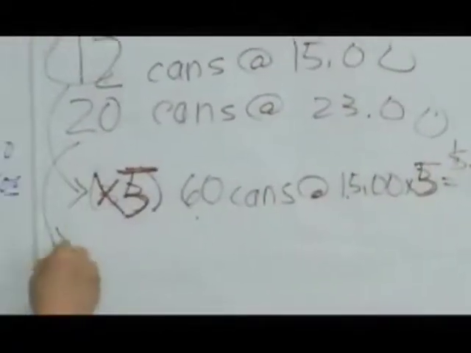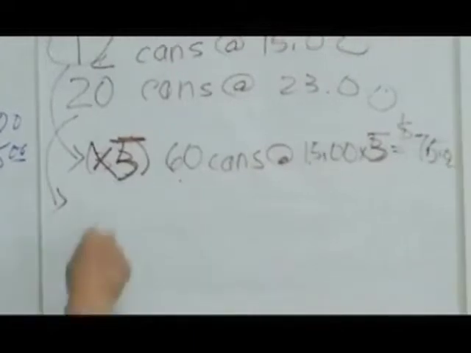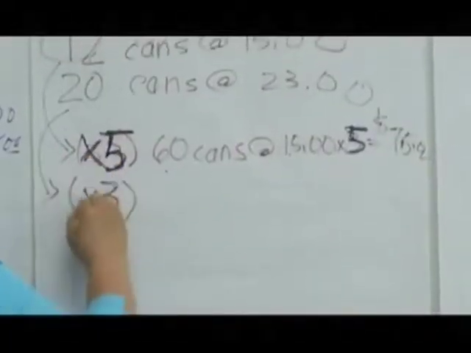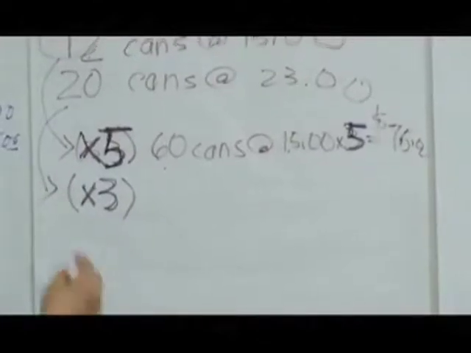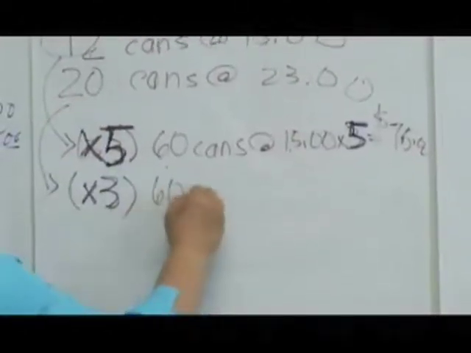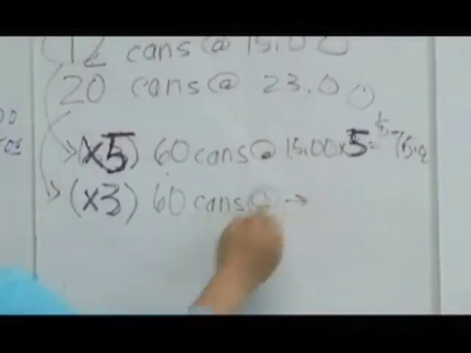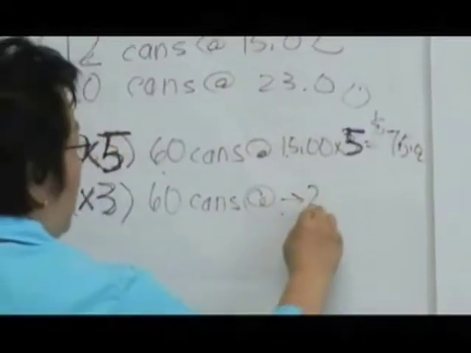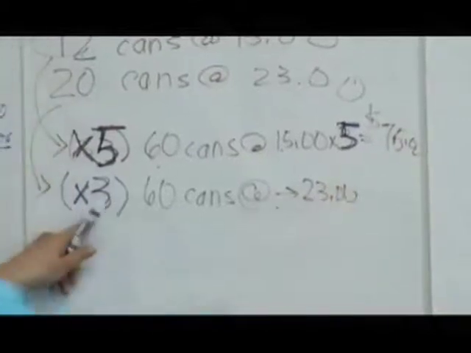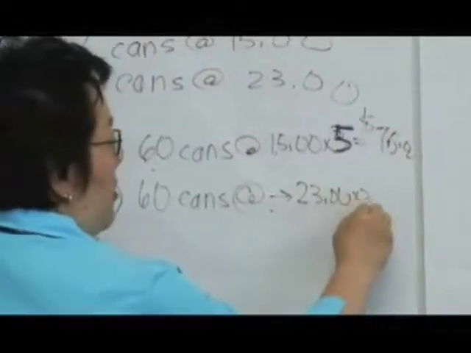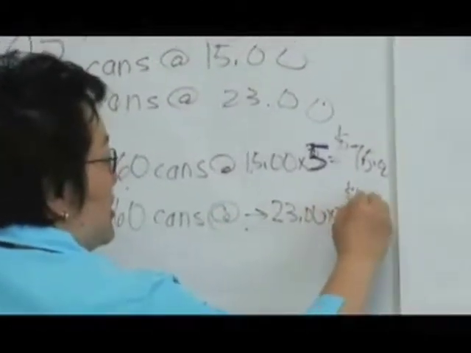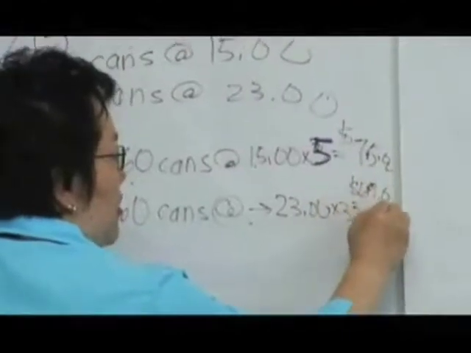And then this one here, because I want to get 60, I multiplied times 3. So 20 times 3 is 60 cans. And that will cost $23 times 3 equals $69. Mary Lou, you did it a very different way. Would you share your strategy?